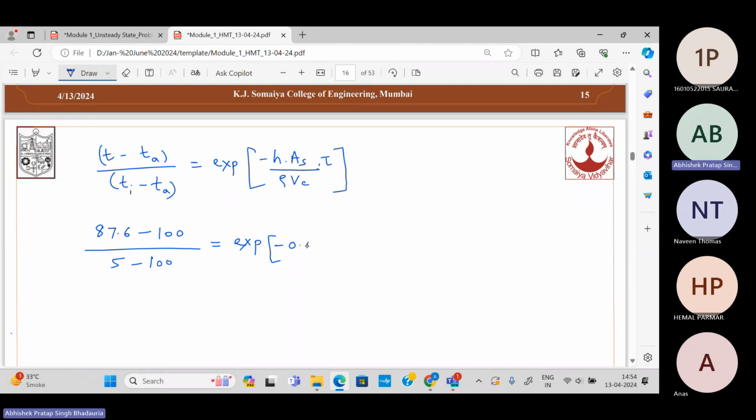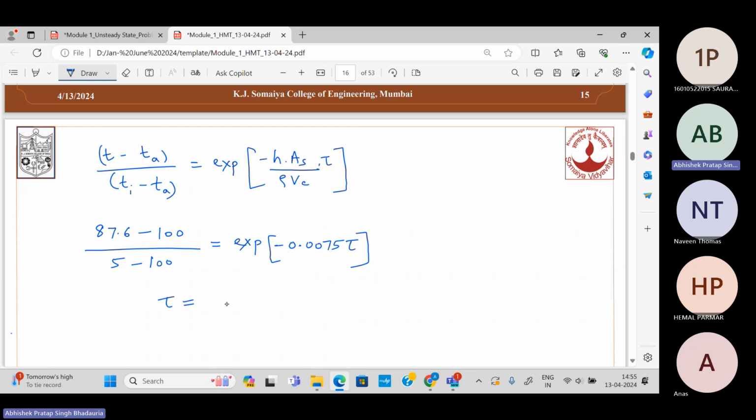Minus 0.0075 tau. Now just so we have one equation and one unknown, that is tau, we can find the value of tau. Just take the antilog.